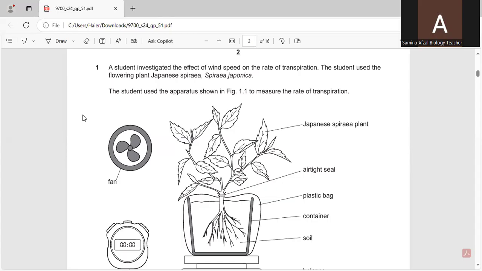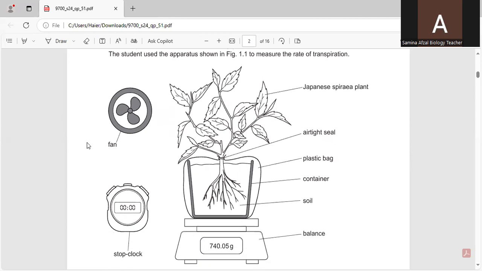The student used the apparatus shown in figure 1.1 to measure the rate of transpiration. You can see the apparatus setup. The plant was set up in a container with soil in it, and an airtight seal is there, and a plastic bag around the container. All of this was kept on the balance to find out the initial mass or final mass, and a stop clock for a time period, and a fan was used to give the wind speed to the plant.